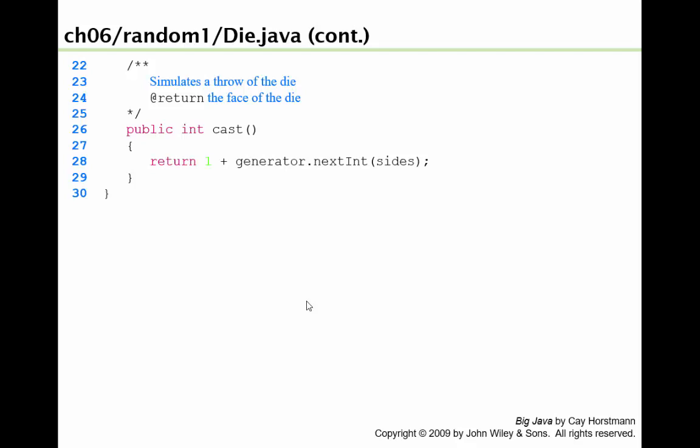And then here, you roll the die, and say it's a 4-sided die, you'll get the numbers between 0 and 3, and you add 1 to it. And then you return that value as the value of the method cast, and now you just roll the die. You generated a random number.